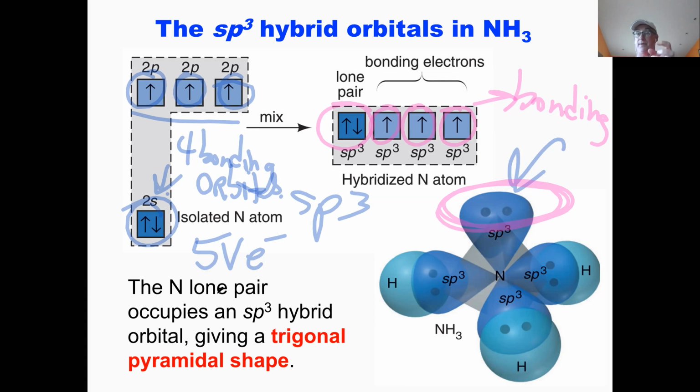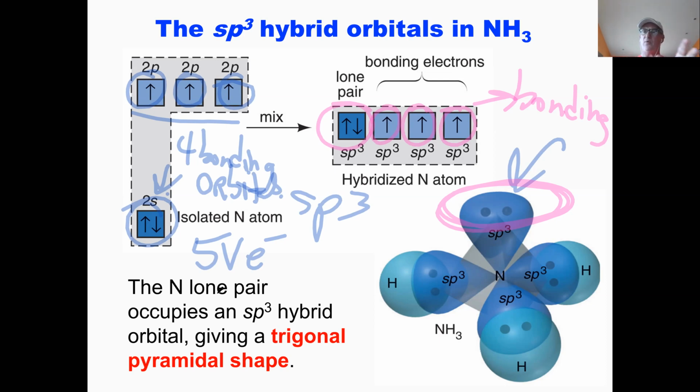So you have to remember how many regions of electron density there are, not just how many bonds, before you figure out what the hybridization is going to be. Even though this nitrogen only makes 3 bonds, you might immediately think, oh, 3 bonds, so sp2, right? We have to remember that there's a lone pair as well. That's another region of space that needs to have electrons in it, and so it has to be sp3.